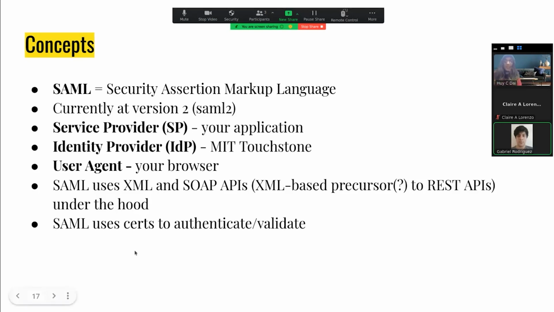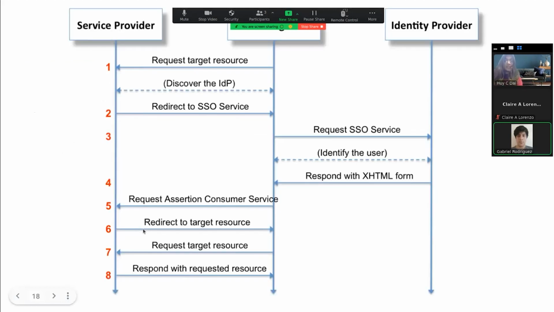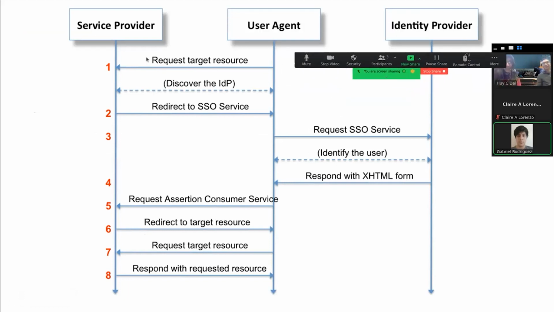So it also uses certificates, like asymmetric cryptography, under the hood. We have a diagram of how it works. So I don't know if we're going to go through this, but okay. So we have a user agent, a service provider, and identity provider. So your user agent will be like your laptop, your phone. So you request something, and first you want to know what the identity provider is, because there may be more than one of them.